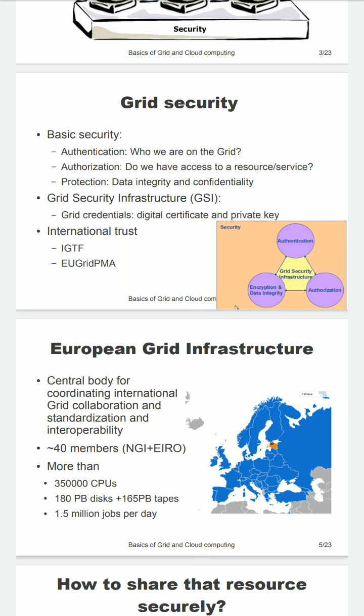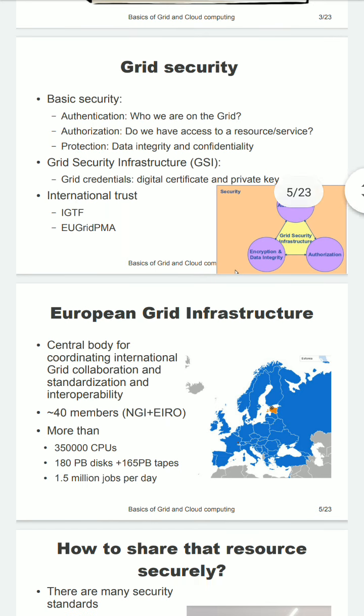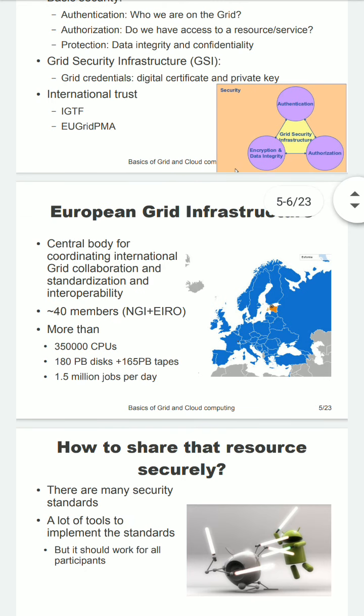So in the European grid infrastructure, at least 40 members are involved. More than 35,000 CPUs can be used in the task, along with 180 PB disk and 165 PB tapes, and the number of jobs done per day is 1.5 million.